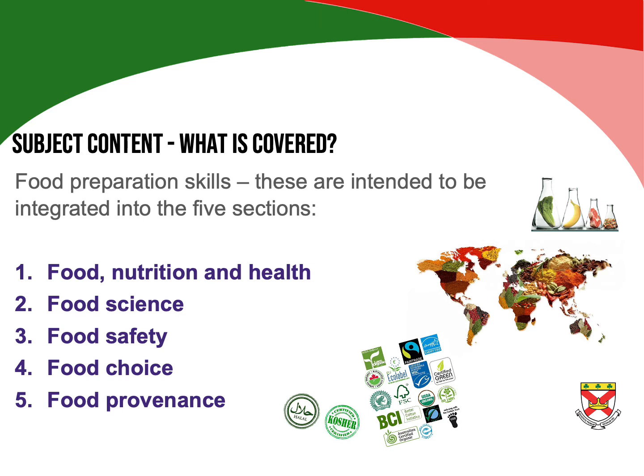We have food, nutrition and health, food science. There's lots of cross-curricular links with chemistry here. Food safety, food choice, so why do people choose the food that they have, and food provenance, where food comes from, where it's going to come from in the future. So really exciting when we look at these 5 aspects of the course.